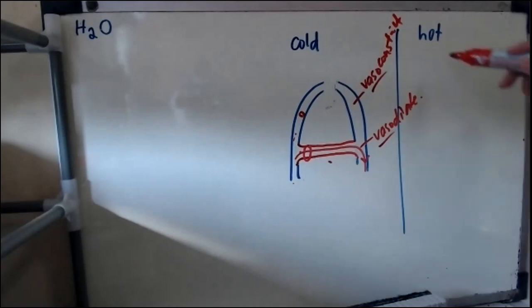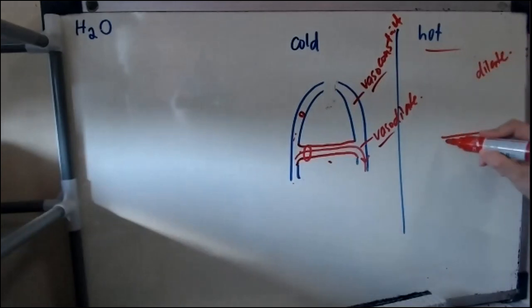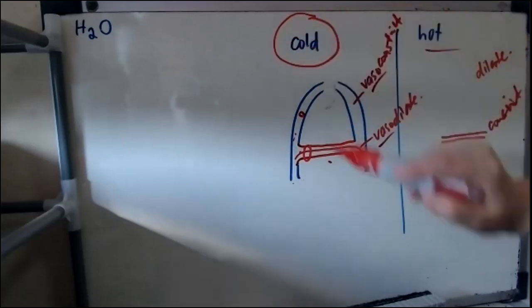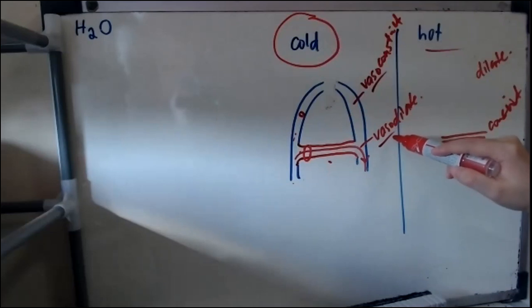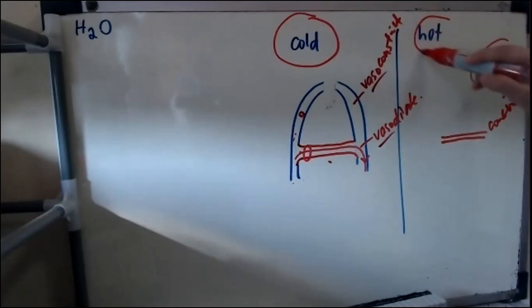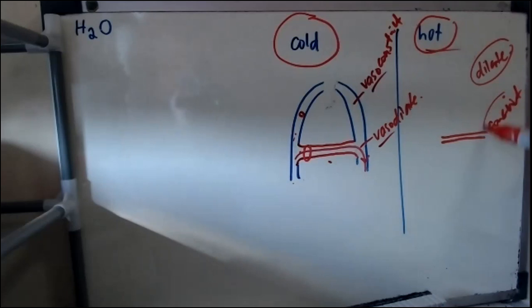When you're hot, it's the other way around. This part will vasodilate, so that more blood will flow here, and you want less blood to flow back, so this part will constrict. So it's the opposite. If your capillaries vasoconstrict during cold weather, then your shunt vessels vasodilate during cold weather. If your blood vessels or capillaries vasodilate during hot weather, your shunt vessels vasoconstrict during hot weather. Okay? Simple as that.